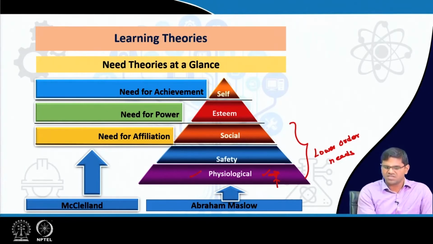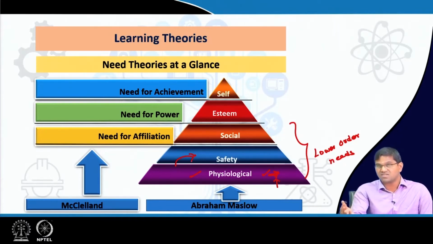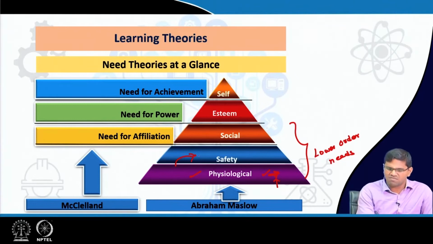When their physiological needs are met, every individual will be talking about a safety need, where we are talking about physical and psychological safety, which means you do not have any harm, both physiologically as well as psychologically. Once this safety need is met, people will be talking about a social or belonging need, where you are talking about relationships, love and affection. All that comes in the social needs.